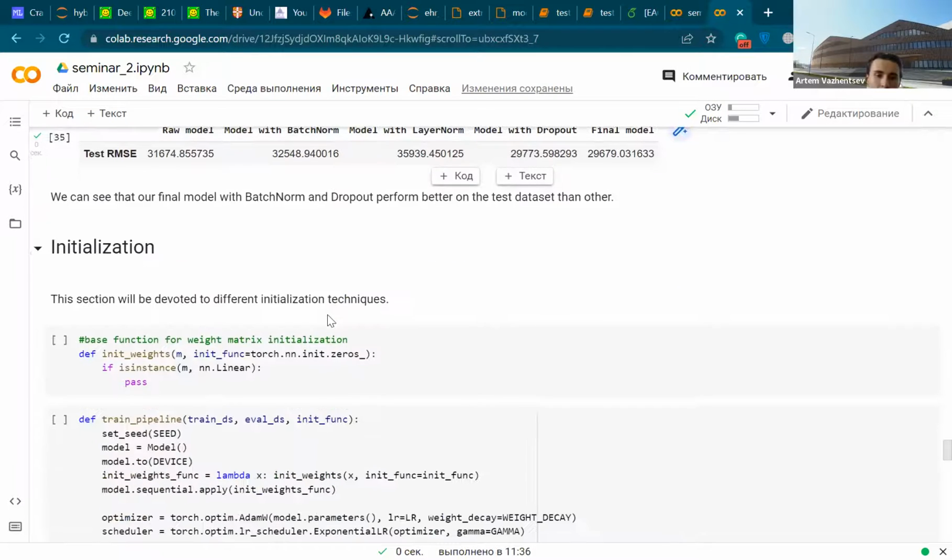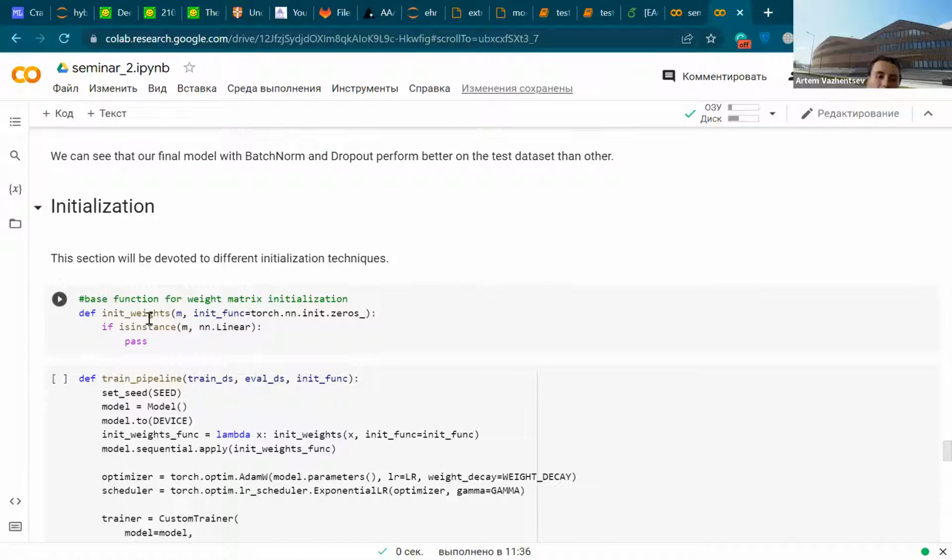Okay, then moving to initialization, and as we will see, it is a very important part of the training process, of the optimization process, because for some initialization techniques, our model will not be tuned or optimized as well as with modern initialization techniques. First of all, let's implement an initialization function.